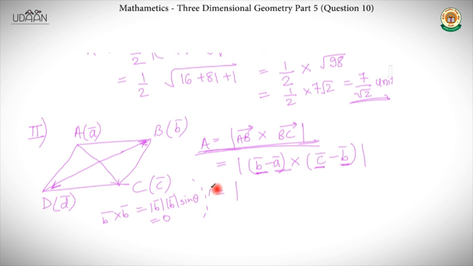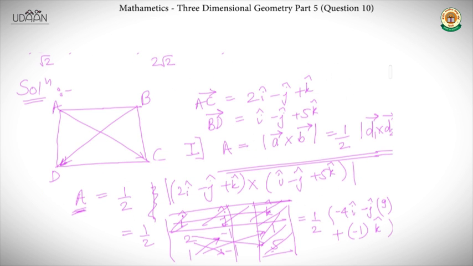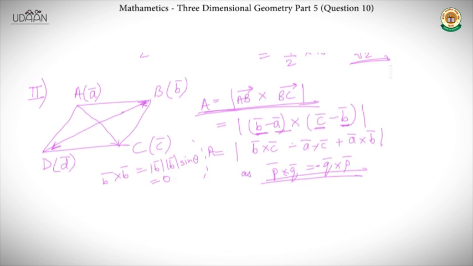Okay. So area is B cross C minus A cross C plus A cross B. Right. Now P cross Q is equal to minus of Q cross P, this is a standard identity. You must also know this because clearly this has a valid explanation.